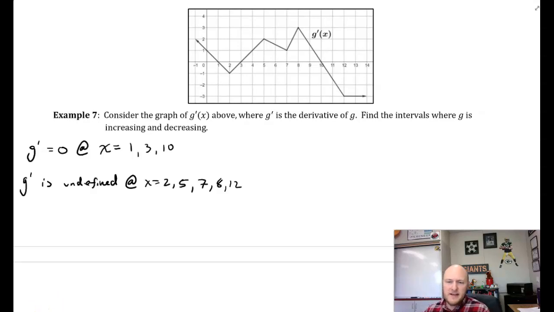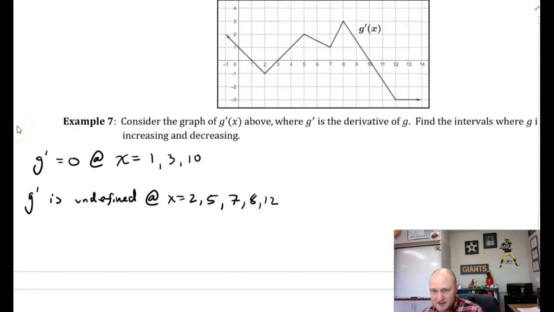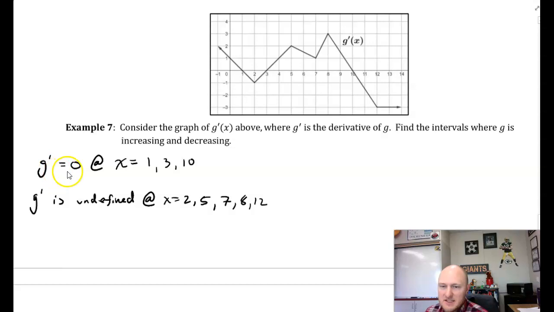All right, hopefully you went ahead and you tried this example. Now, I want to talk about the critical values first, looking at this graph. G prime is equal to 0 at these x values, at 1, 3, and 10. It's also undefined at 2, 5, 7, 8, and 12. Holy smokes, that's a lot. Now, this is what the tip was saying early on in this video.